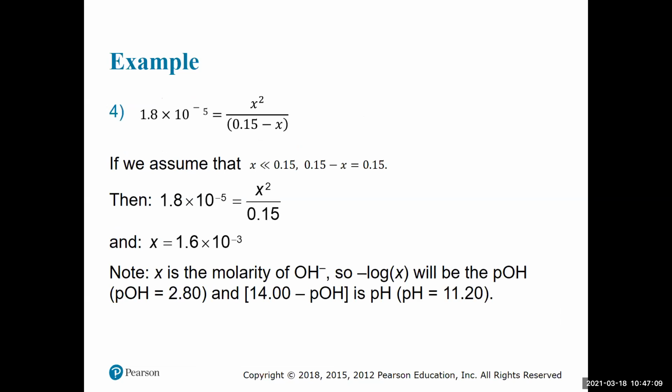So we have our molarity for the hydroxide ion. We can do minus the log of that. Remember, that's pOH, that p is just a function. And we can do minus the log of that value, and we get the pOH value of 2.8.